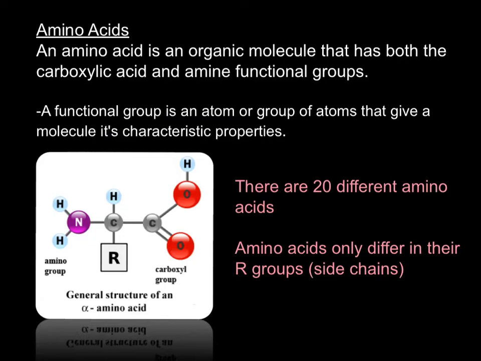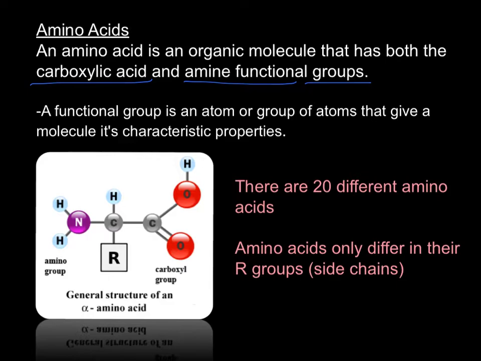Now let's look at what an amino acid is. An amino acid is an organic molecule that has both the carboxylic acid and amine functional groups. Now let's talk about what a functional group is. A functional group is simply an atom or group of atoms that give a molecule its characteristic properties. So something that makes that atom stand out and gives it specific properties and characteristics.